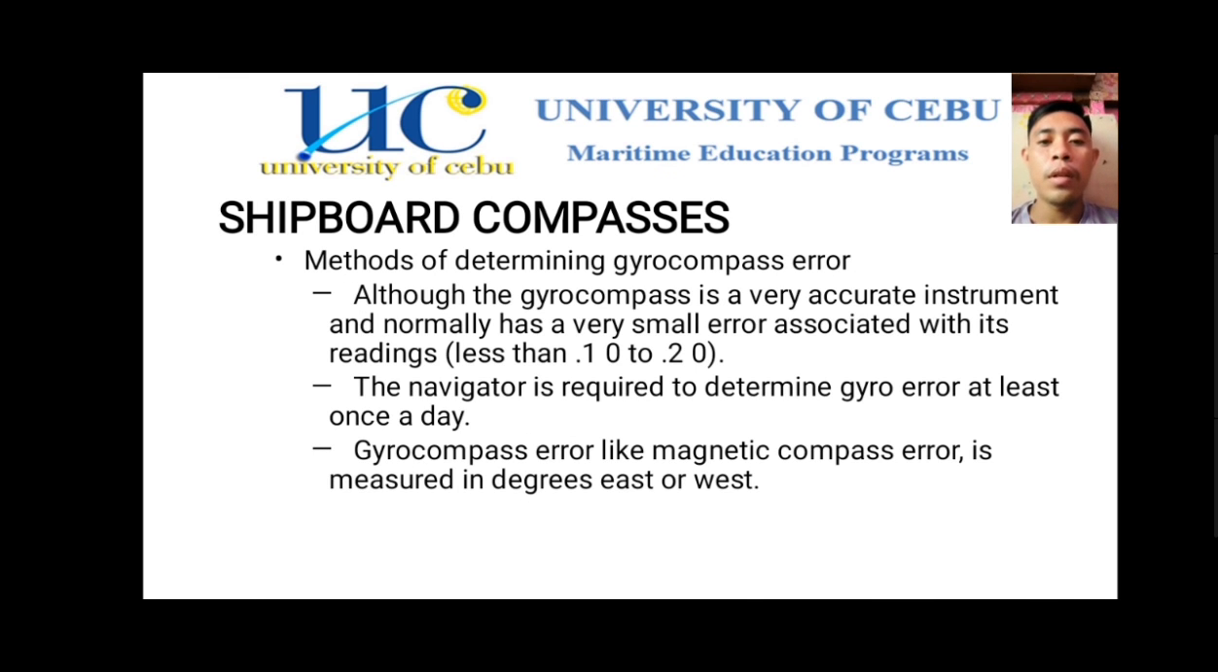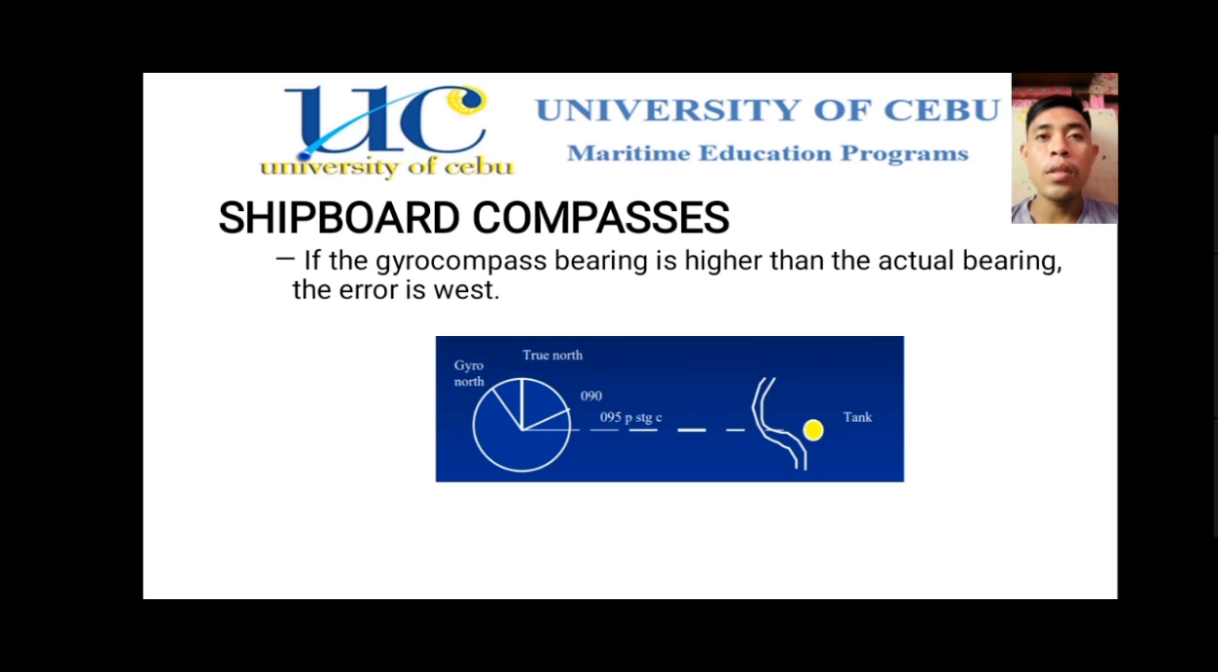Method of determining gyro compass error. Although the gyro compass is a very accurate instrument and normally has a very small error associated with its readings, less than 1.0 to 2.0 degrees, the navigator is required to determine gyro error at least once a day. Gyro compass error, like magnetic error, is measured in degrees east or west. If the gyro compass bearing is higher than the actual bearing, the error is west.